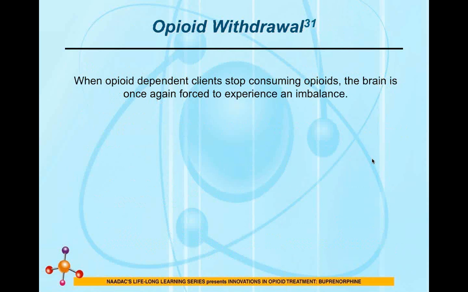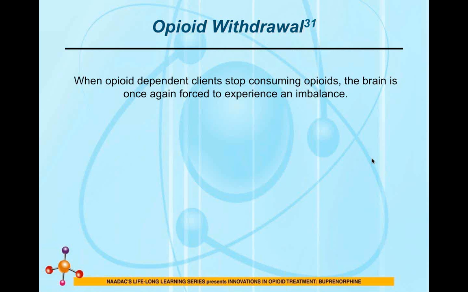In order to understand how those medications are going to come on board and be effective, we essentially have to understand opioid withdrawal, because that's where most of them work. It's the place where the opioid-dependent user is withdrawing. So as you know, whenever an opioid-dependent client stops consuming the opioid, then the brain is once again in an imbalance. And as I explained before, the brain is not going to stay in an imbalance. It's going to have to try to correct itself.